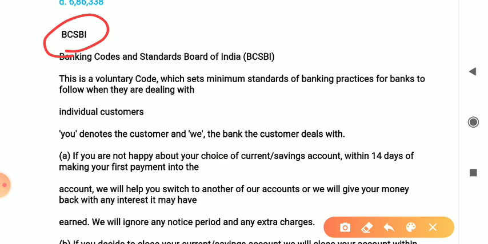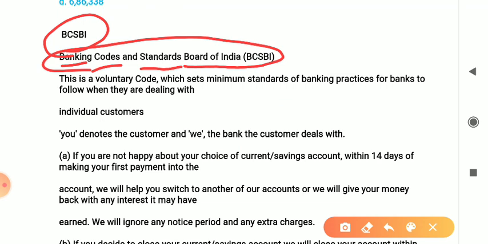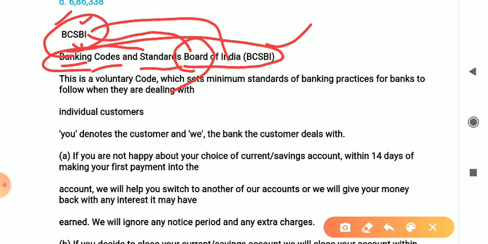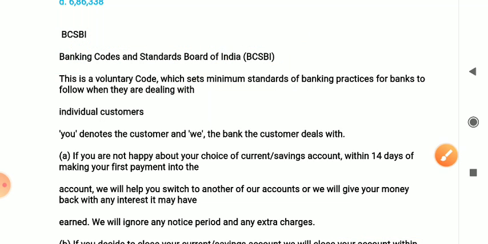So BCSBI, the full form is Banking Codes and Standards Board of India. Remember the full form: B for banking, C for codes, S for standards, B for board, and I for of India. Remember, first B for banking, second B for board, C for codes, S for standards, Board of India.